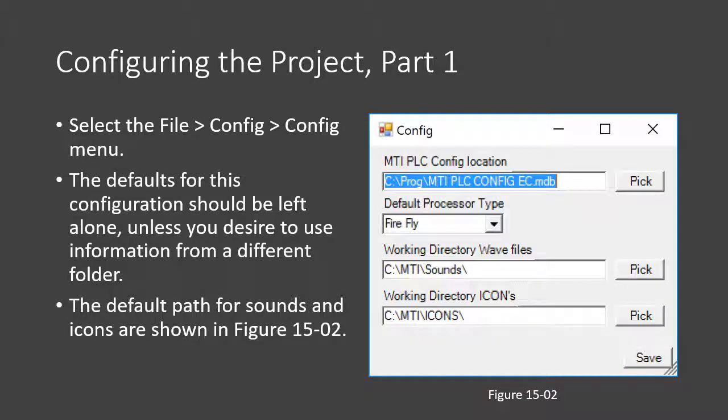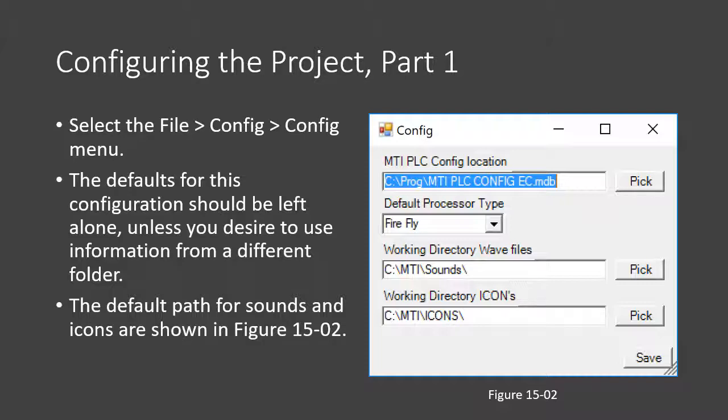So the first thing that you'll need to do in configuring the project is go to the File menu and go to Config, and then select the Config menu within the Config super menu there. Now all of the defaults for this should work just fine as they are. Typically these directories are installed as part of the MTI applications install. And the only time you'd want to change this is if you were using any different paths for any of this.